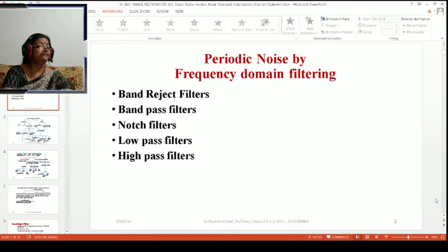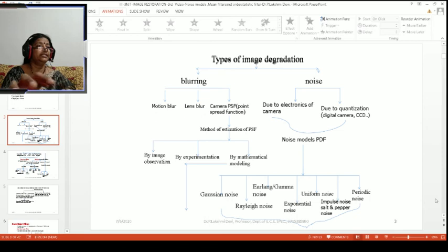What are the different filtering concepts we have, and what is the hierarchy of this total image restoration, we will see in today's topic. The basic frequency domain filters we have in image restoration are band pass filters, band reject filters, notch filters, low pass filters, and high pass filters.